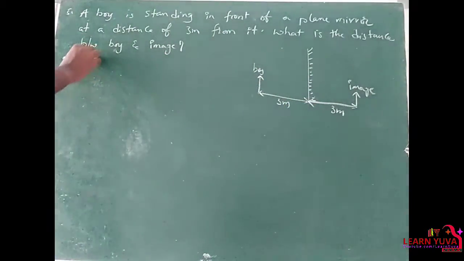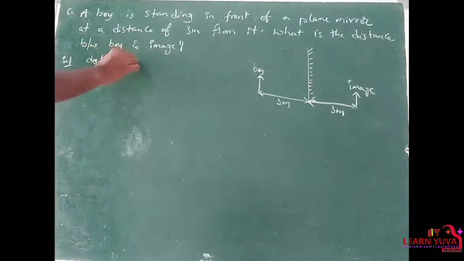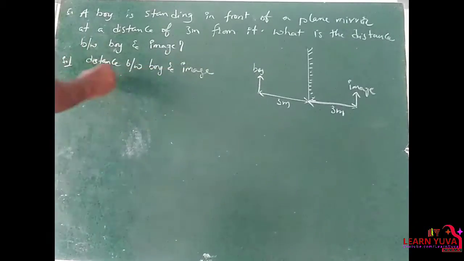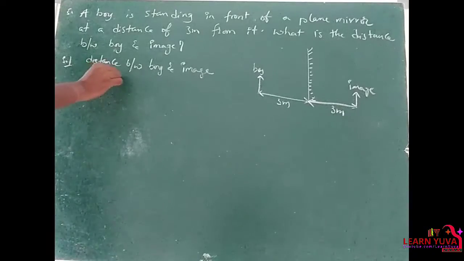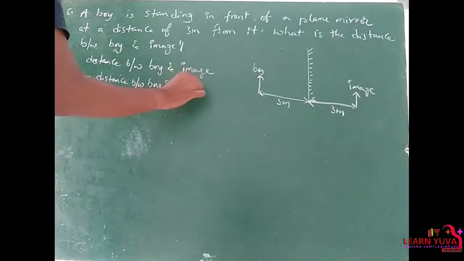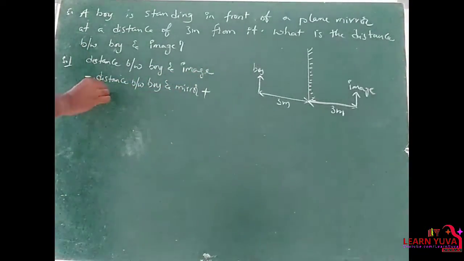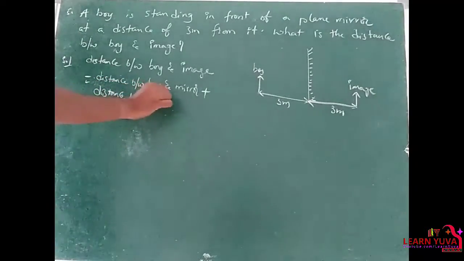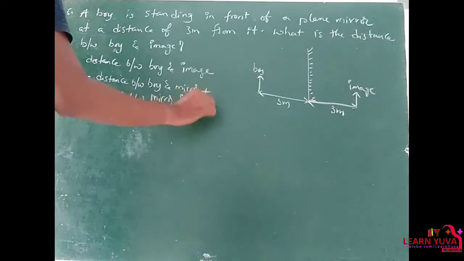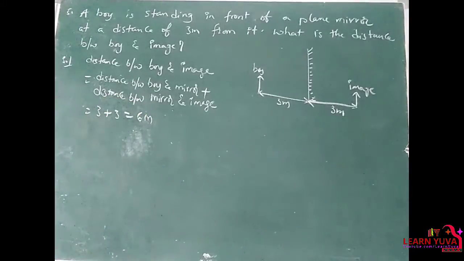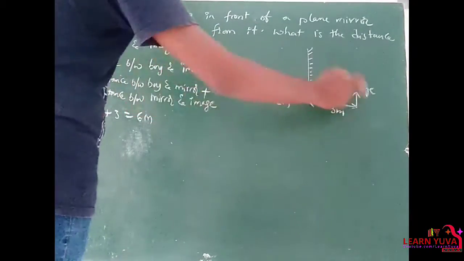So the distance between boy and image is equal to the distance between boy and mirror plus the distance between mirror and image. So that is equal to 3 plus 3, which is 6 meters. So 6 meters is the distance between boy and image.